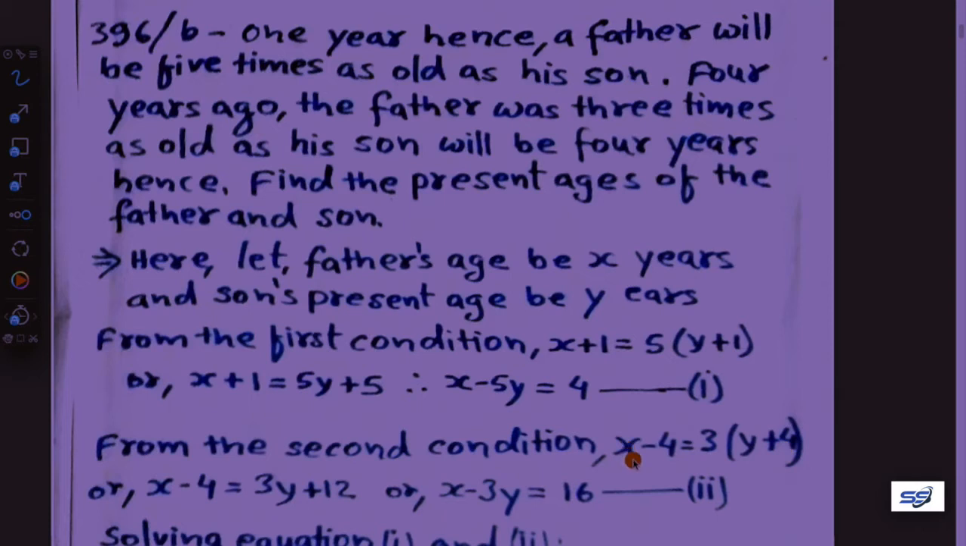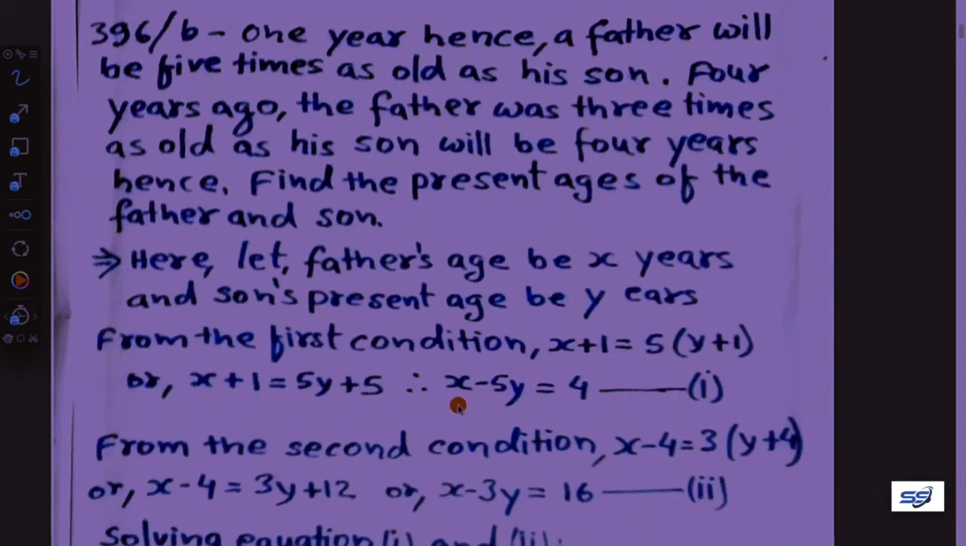So it comes x minus 4 equals 3 into y plus 4. Now make this equation a little bit simpler so that our calculation will be easy. x minus 4 equals 3y plus 12, or x minus 3y equals 16. Now, making this equation simple, our equation becomes x minus 3y equals 16. Let this be equation 2.